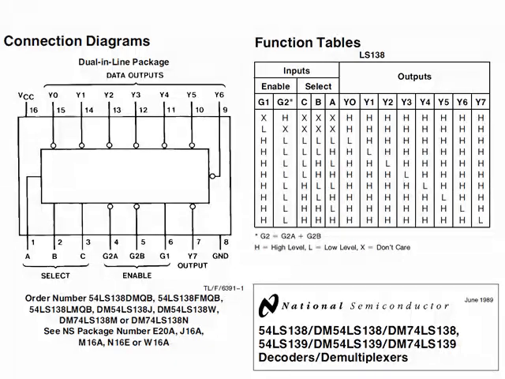On the right side is the function table, which helps you follow along. If you look under the select columns C, B, and A, this is telling you if the switches are low or high, what state they're in, and then how that will reflect on the output, on which pins will be high, a 5 volt state, or low, grounded.